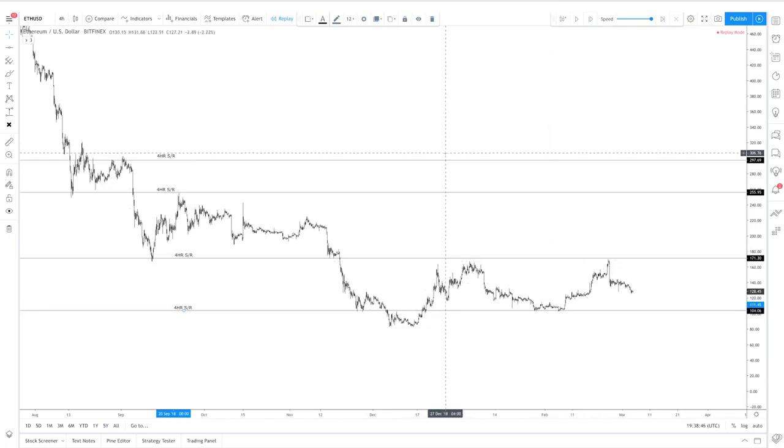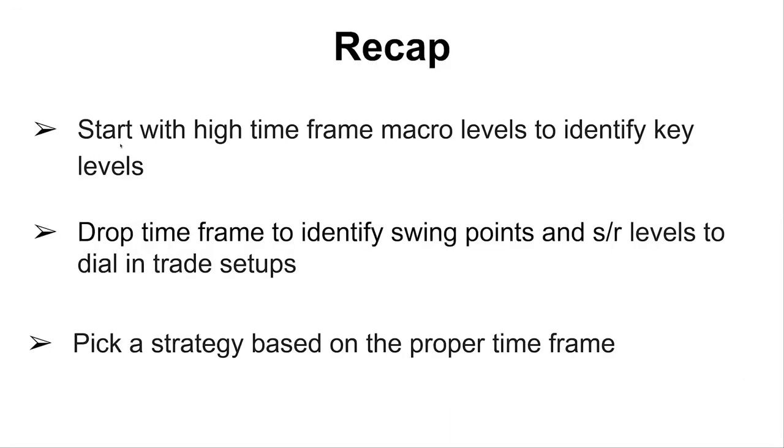And we're going to leave it there for now, but I hope that's a good view on how we're looking at time frame analysis and how we utilize it going forward. So let's do a recap and go over everything we just went over in time frame analysis. Well, we learned that we want to start with our high time frame macro levels. This is going to help us identify where the buyers and sellers are around key swing points and support and resistance levels. We know that the macro levels are going to have more weight than the lower-term micro levels.